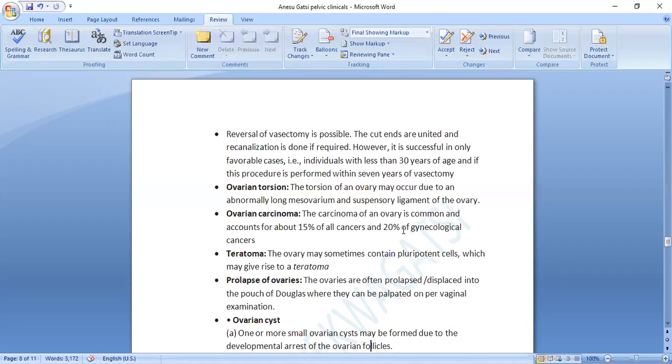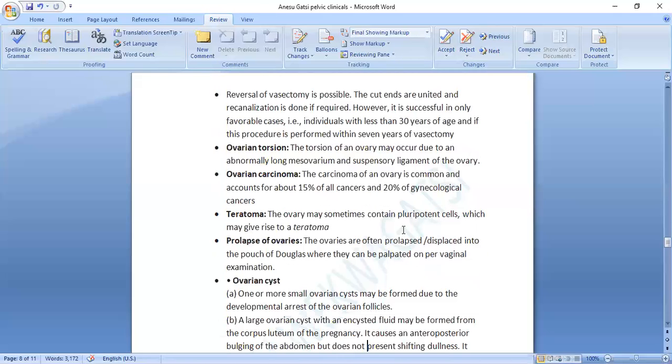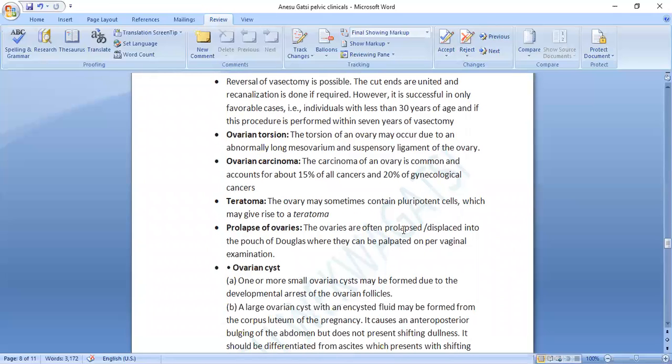Then you have ovarian prolapse that may happen after childbearing, and the ovaries may be displaced into what you call the pouch of Douglas. So inadvertently, you may have dyspareunia, that is pain on sexual intercourse. Then for ovarian cysts, you can either have follicular cysts or luteal cysts, but follicular cysts are more or less 1.5 centimeters in diameter as compared to luteal cysts that are greater in diameter, that is around 3 centimeters.